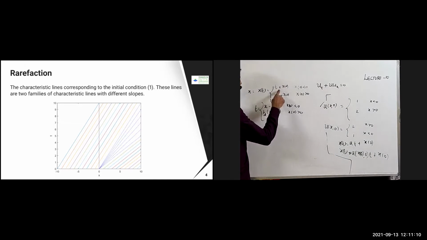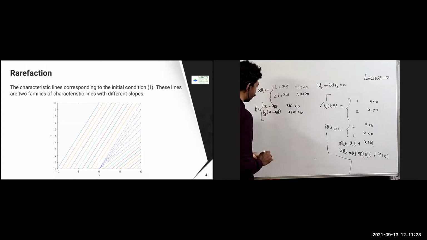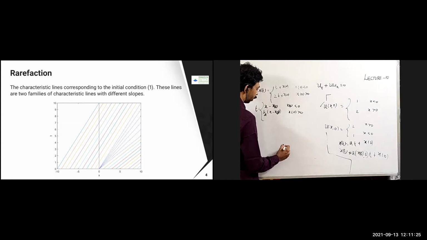This is x equal to t plus x naught. This is a constant value. Here the slope is 1. Here the slope is 2. Or here, if I take, the slope is 1. Whatever equation we take, we have to plot a curve of x against t.